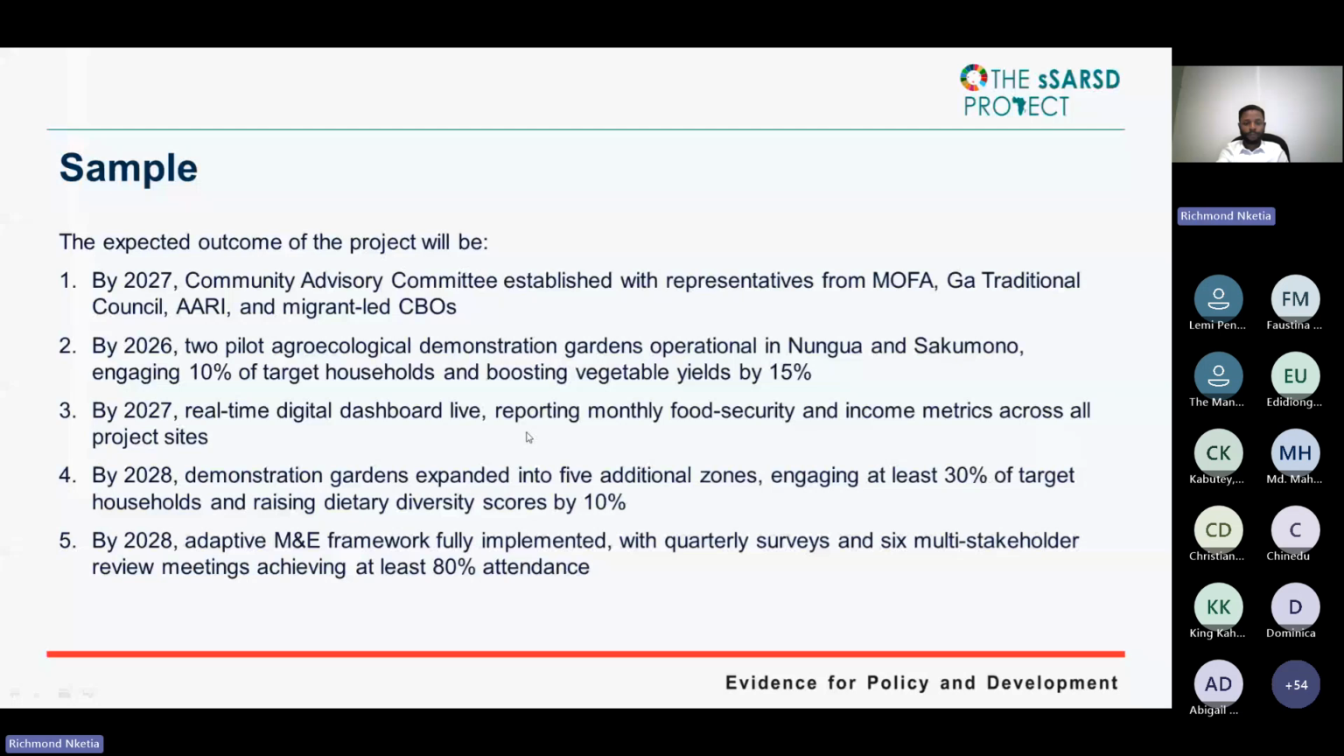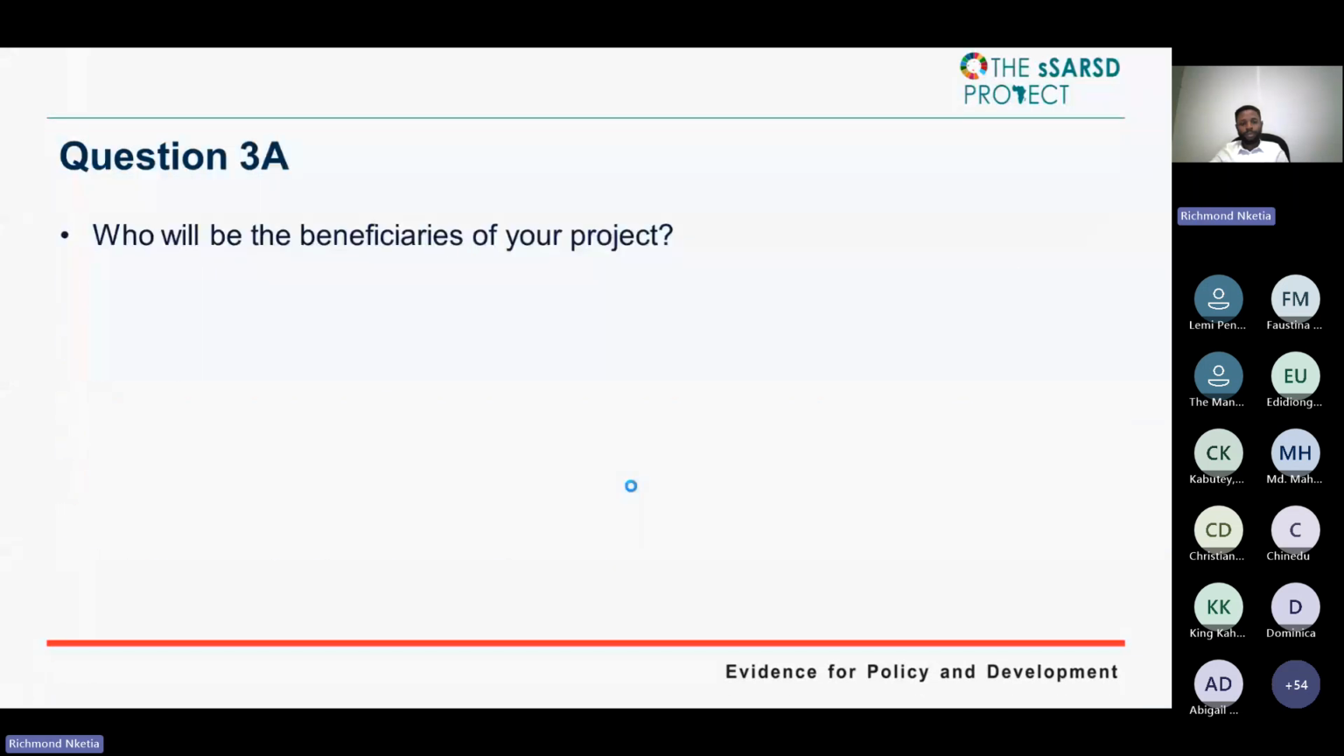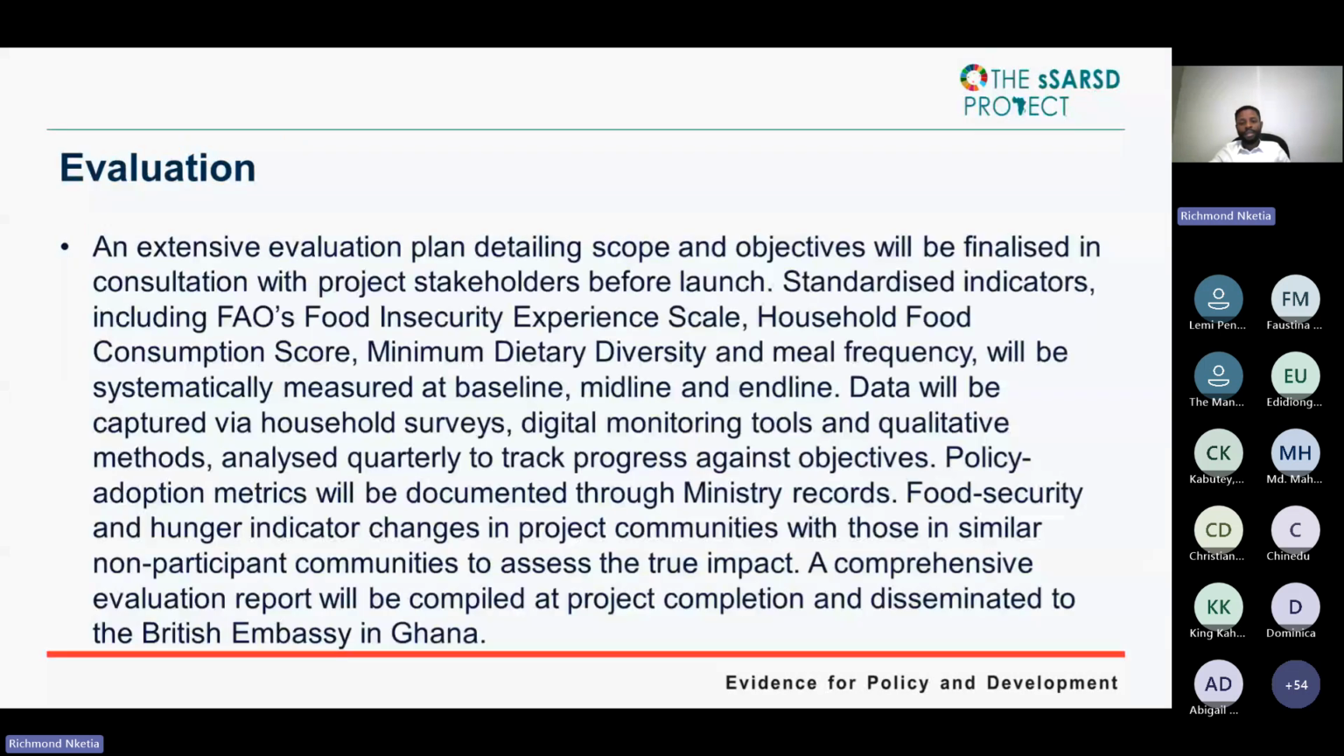Yeah, so standardized indicators, which includes Food and Agricultural Organization, Food Insecurity Experience Scale. This is the old one I used last week. I would have updated because I have updated the outcomes, expected outcomes. So these are the indicators you would need and some more. And you would systematically measure them at the baseline, the mid, and then the end line.